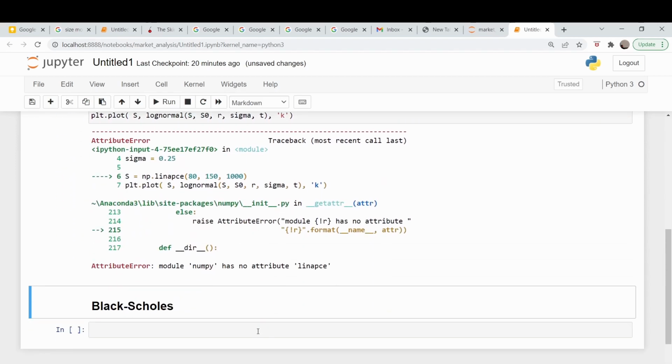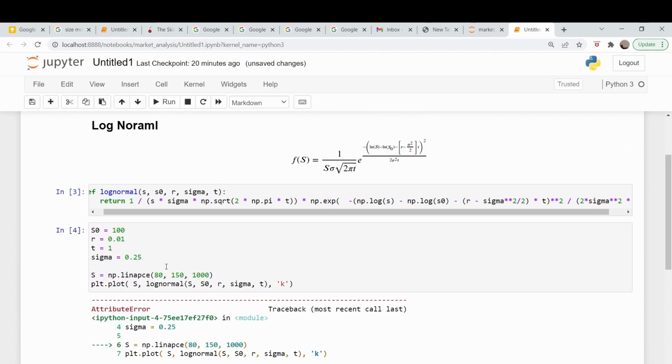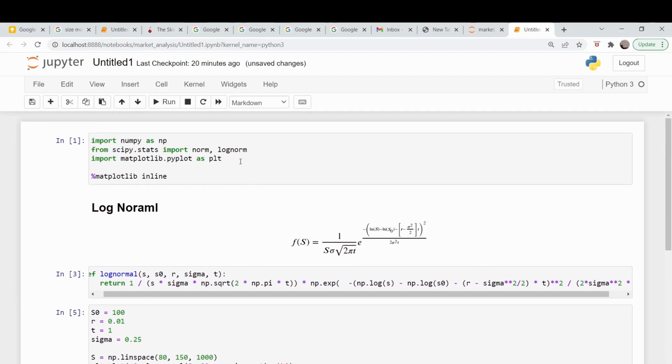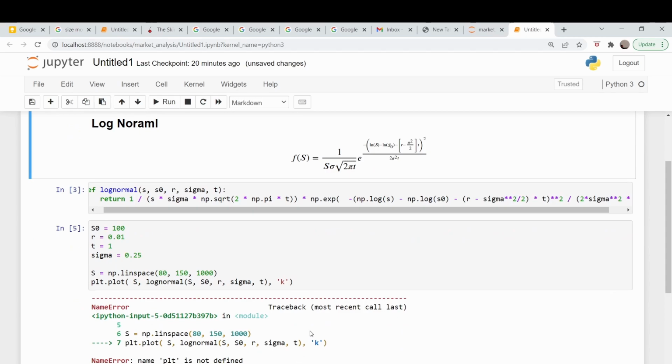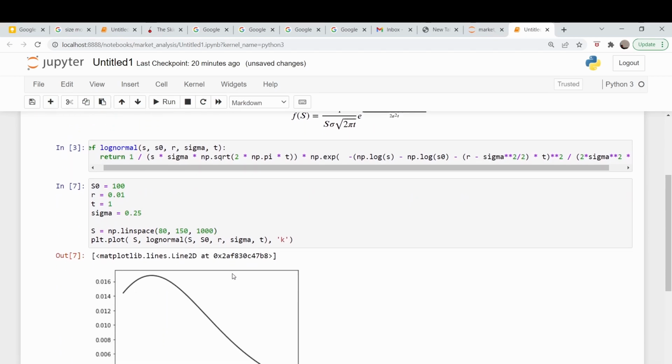Of course, there's an issue. linspace, plt not defined. Did I not run my imports up here? Run that. I guess I didn't run my imports.